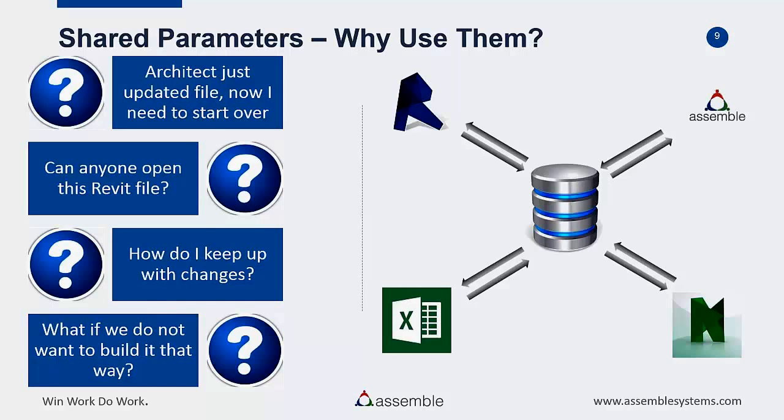We use quality control metrics, and we use commenting in Assemble that pushes back to our modelers. This helps us keep up with the changes. This helps us put our own logistics and our own constructability on the building as we progress through the project. All this data is then synchronized back and forth between Revit, Assemble, Excel, and Navisworks.